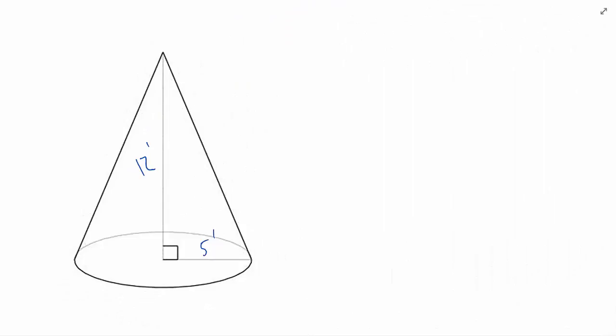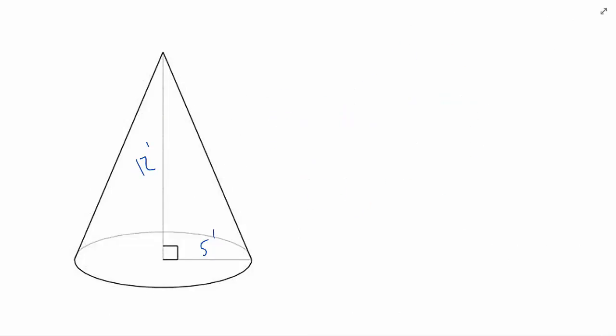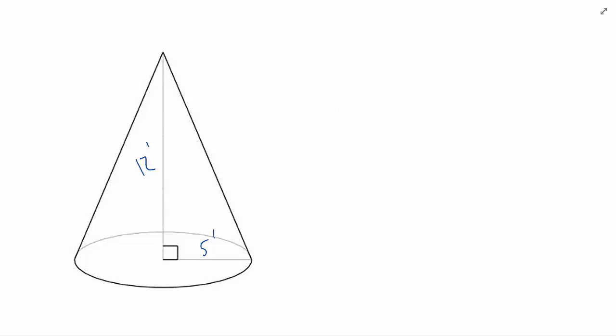Okay, today's 2 for you question. 2 for you! Well, it's kind of just 1 for you, but what I do want you to do is calculate the surface area of this cone to the nearest 1/10 of a square foot. What are you going to have to do along the way? It looks like somebody didn't give you the slant height. How could you get that? Oh well, I'm sure you'll figure that out and then go ahead to calculate the surface area.